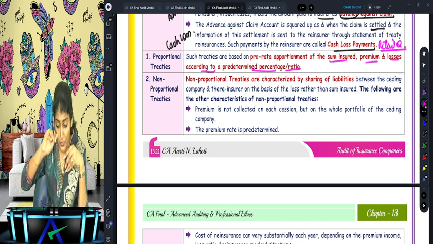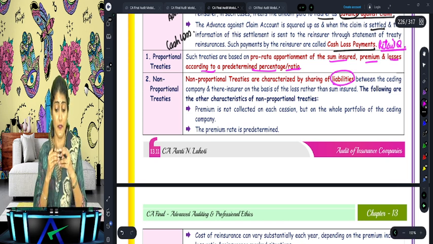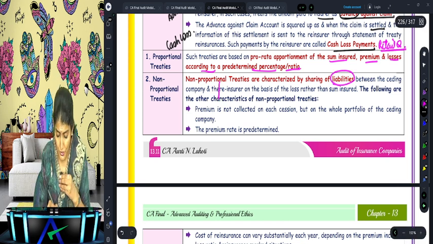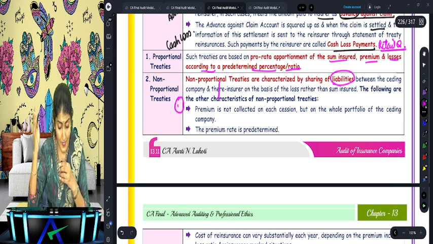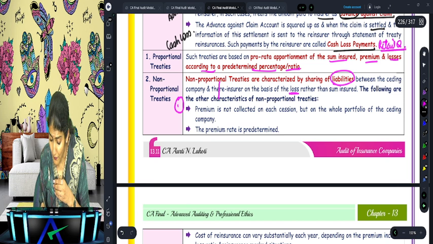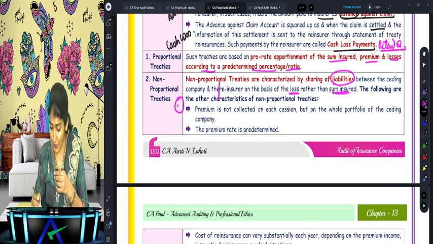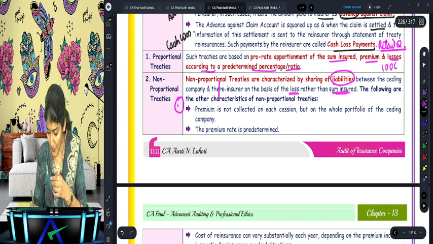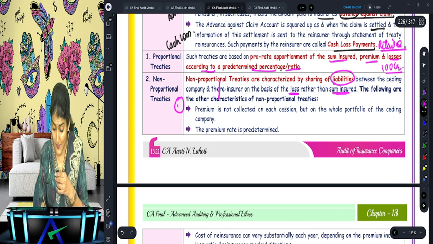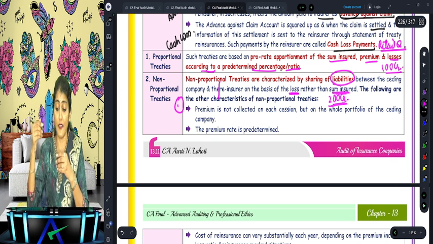And non-proportional treaties are characterized by sharing of the liability between the ceding company and the reinsurer on the basis of the loss rather than the sum insured. Right, so you're not looking at the sum insured. Here you see how much is the sum insured, 100 crore. Here what you see is how much is the loss. Say the loss is 200 crore or so. So based on that, the non-proportional treaty is determined.